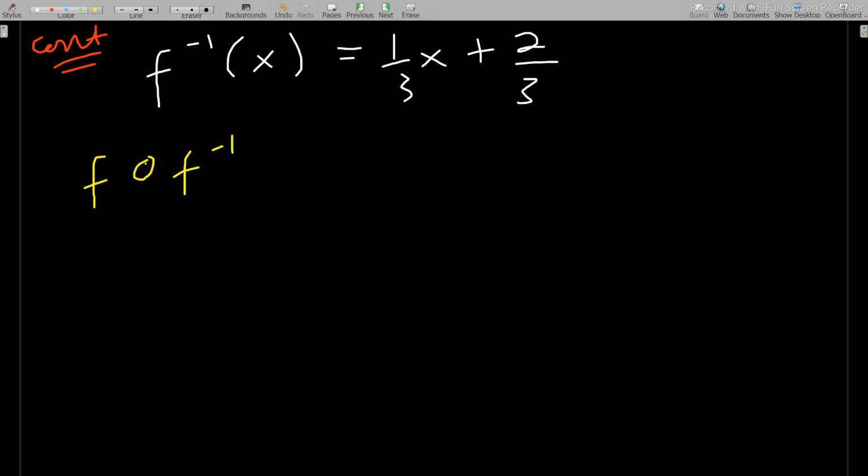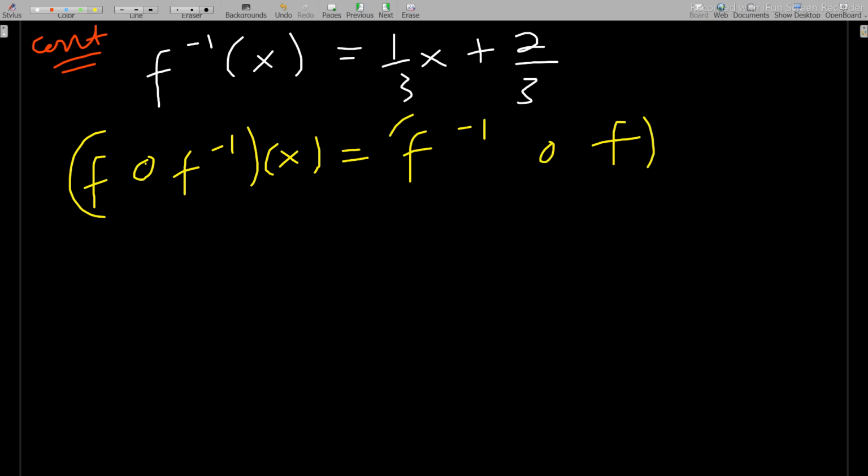It said f of f inverse of x should be the same as f inverse of f of x. They should all be equal to x. Indeed, if you go through it, it will be true. So you can verify it yourself.